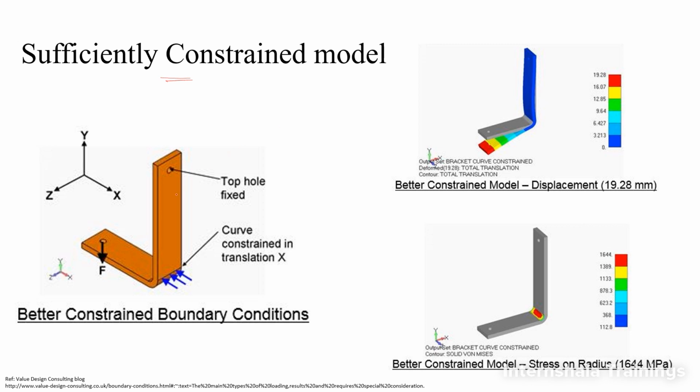Now what is happening is, suppose in this particular model, what we did is, in addition to this particular hole being fixed, we also have fixed this particular line, and we fixed only translation of these nodes on the line, and we applied the force. So what happened, this is what is creating something called a sufficiently constrained model, and this is where we are going to get most appropriate results when compared with the previous two cases. So remember one thing, always try to go for the sufficiently constrained model, right?